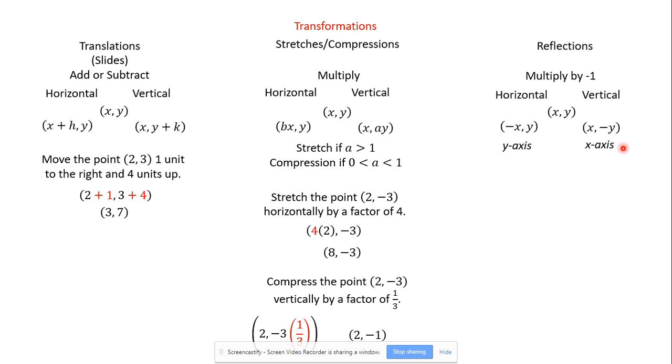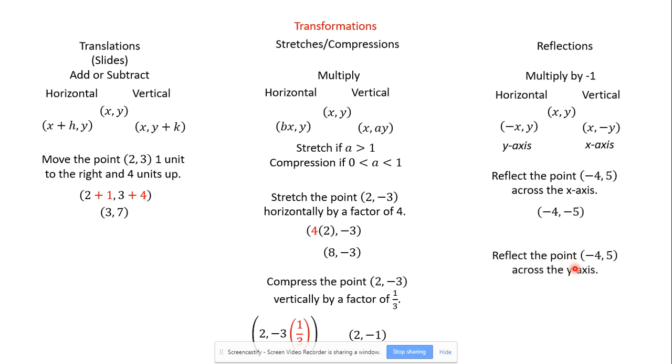So we have that if we wanted to reflect the point -4, 5 across the x-axis, that's a vertical reflection, so we have to make the y value negative. So that just becomes a -5. So we get -4, -5. If we want to reflect that same point across the y-axis, that's horizontal, so we need to make the x value negative. It's already negative, so it just becomes positive, 4, 5.